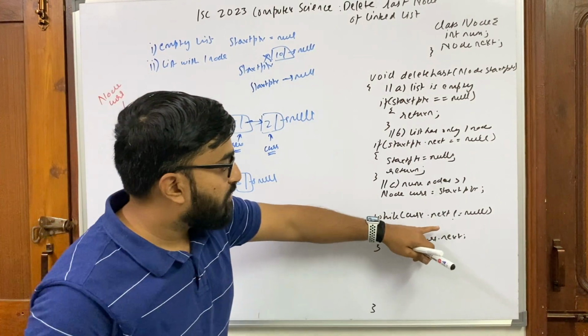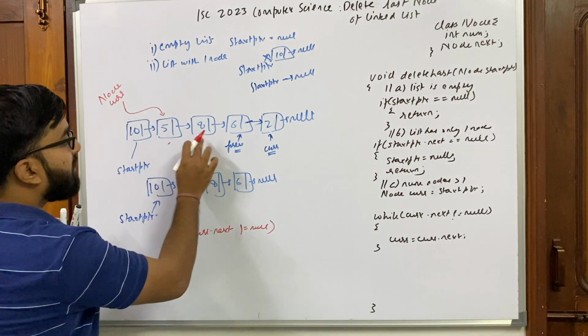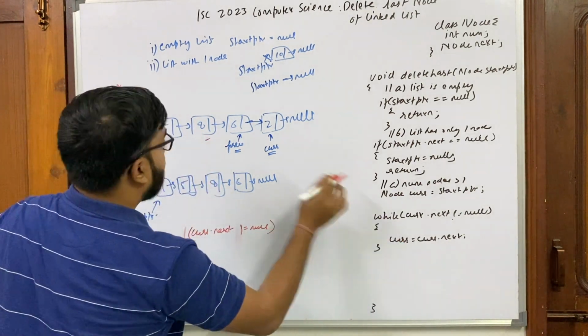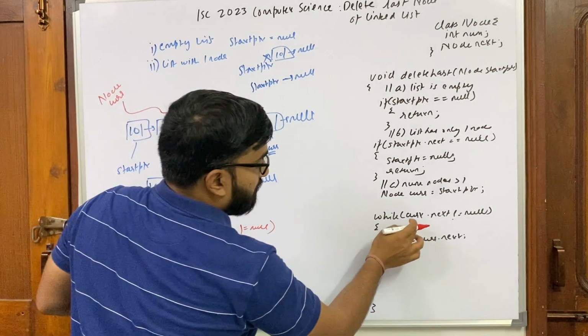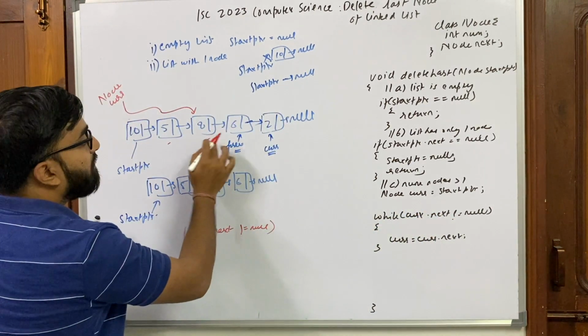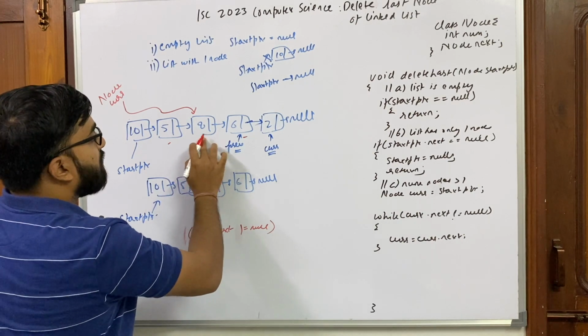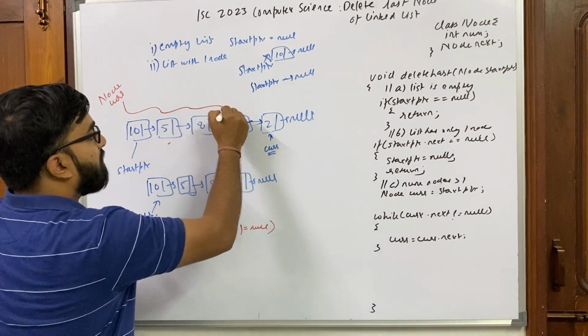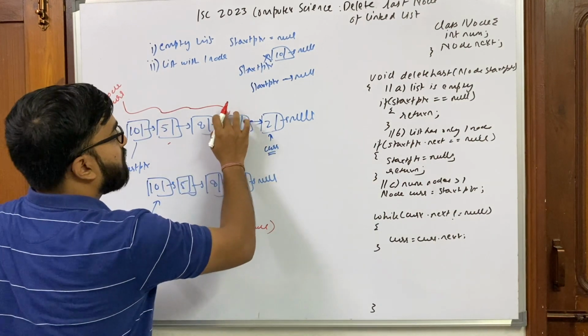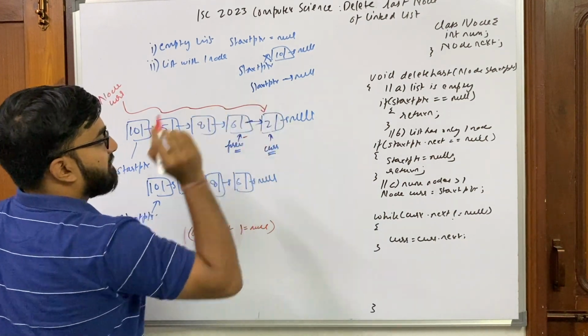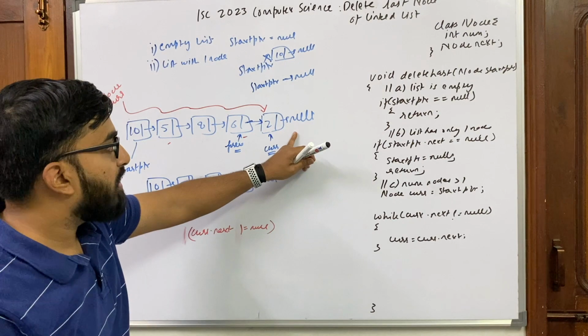You go back to check the while loop condition, current dot next is not equal to null. Current dot next is this, not null, so you do current is current dot next, and current now points to this. Again you check the while loop condition, current dot next is not null, true, you do current is current dot next. Again you check, true, you do current is current dot next. Current dot next is now null.